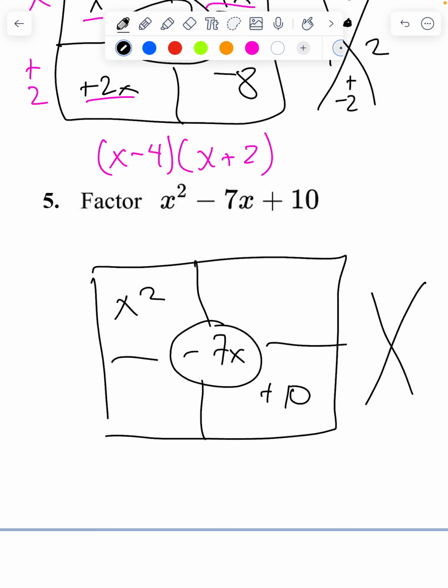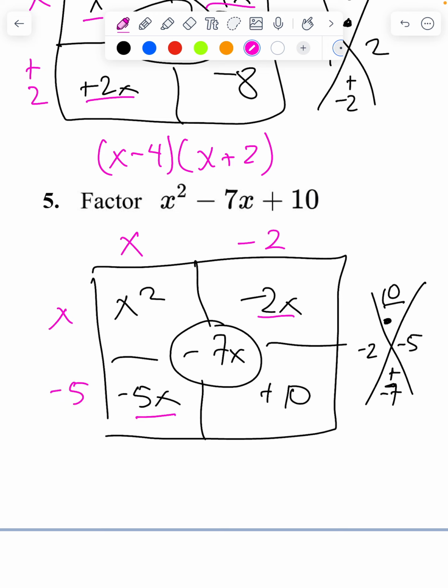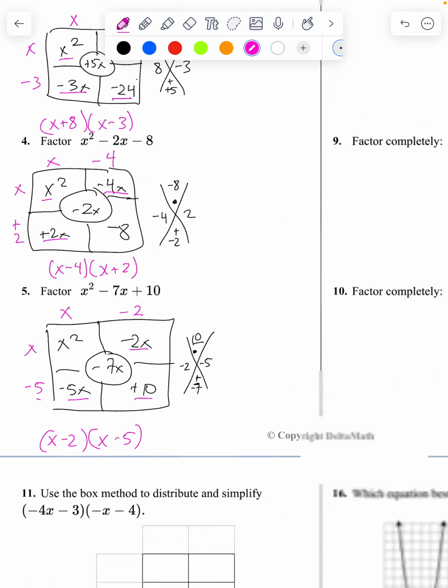On this one, multiplies to 10, adds to negative 7. So I like negative 2 and negative 5. They should multiply to 10, and they should add to negative 7, and they do. So negative 2x, negative 5x. This will be x times x. X times negative 2 gives me this. X times negative 5 gives me this. And then these two times each other gives me this. So it should be x minus 2, x minus 5.